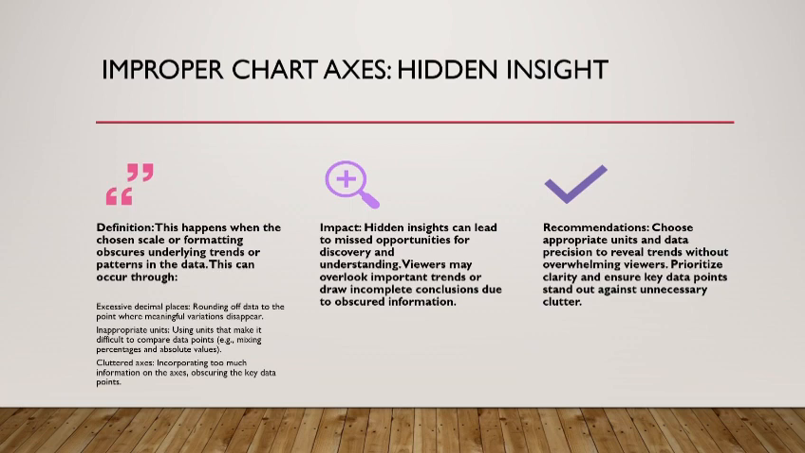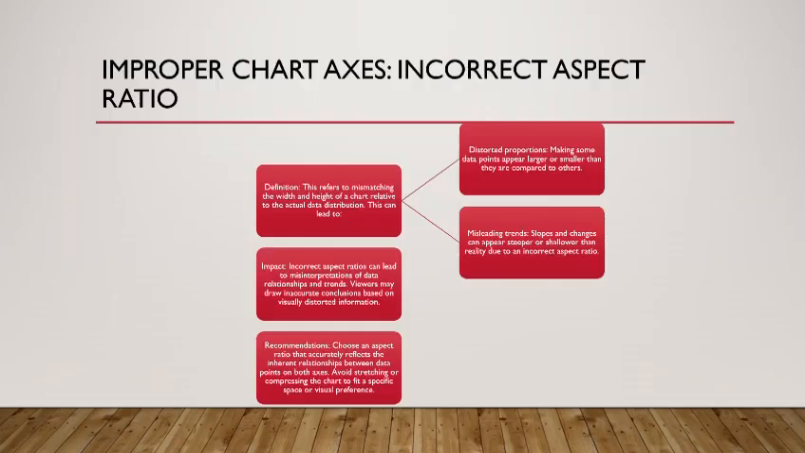Improper chart axes: inkorrect aspect ratio. Definition: this refers to mismatching the width and height of a chart relative to the actual data distribution. This can lead to distorted proportions, making some data points appear larger or smaller than they are compared to others. Misleading trends: slopes and changes can appear steeper or shallower than reality due to an incorrect aspect ratio.